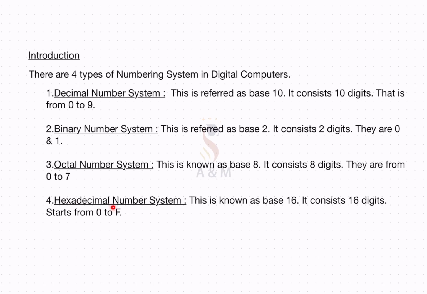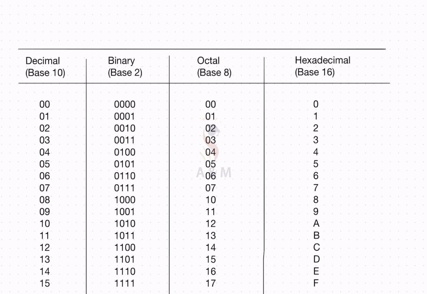Fourth one, hexadecimal number system. This is known as base 16. It contains 16 digits and it starts from 0 to F. In this table, the hexadecimal column contains the hexadecimal numbering system. Here, we can see that the number starts from 0 and ends with F. From 0 to 9, it is referred to the same as your decimal number. But when it comes to the position of decimal 10, it is referred to as A.